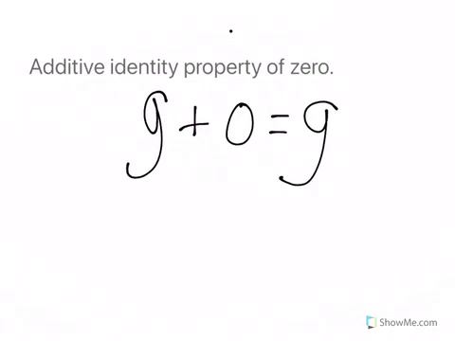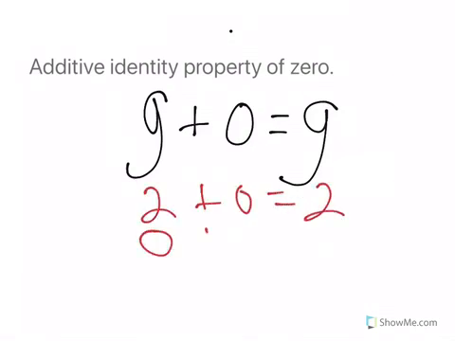Okay, let's look at some different properties. This is the additive identity property of 0. G, we'll keep with the theme here, G plus 0 equals G. Can we choose any number to replace G? Let's try a few. Let's say 2 plus 0. That's going to be 2.